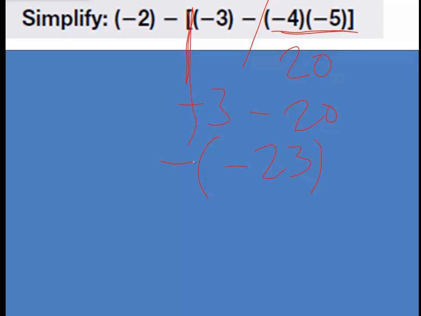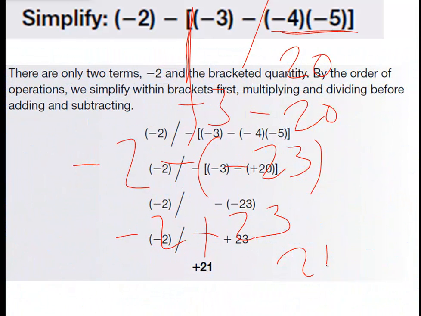And then we got minus, so we got negative 2 minus a negative 23. Well, a negative and negative 23 becomes a positive 23 minus the 2 makes it 21. Let's see if we're right. There we go, 21. I love it when we do it right.